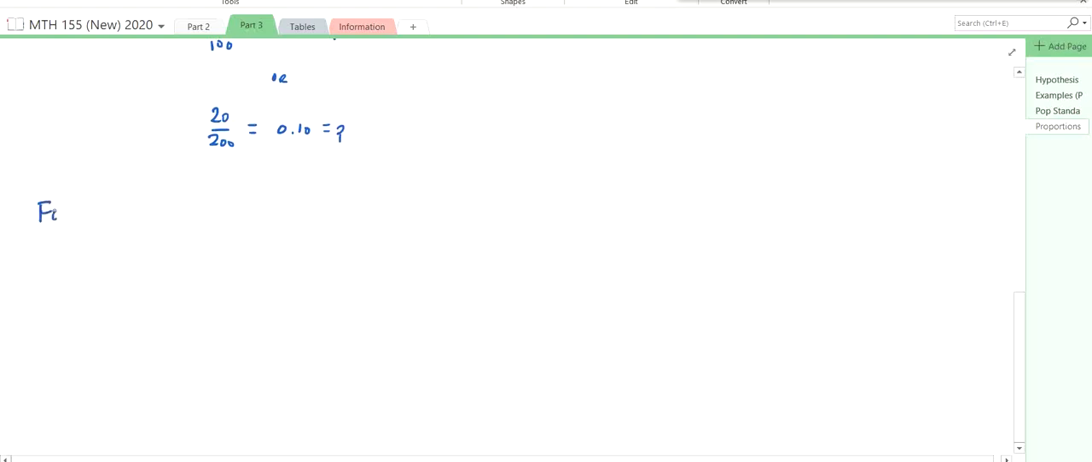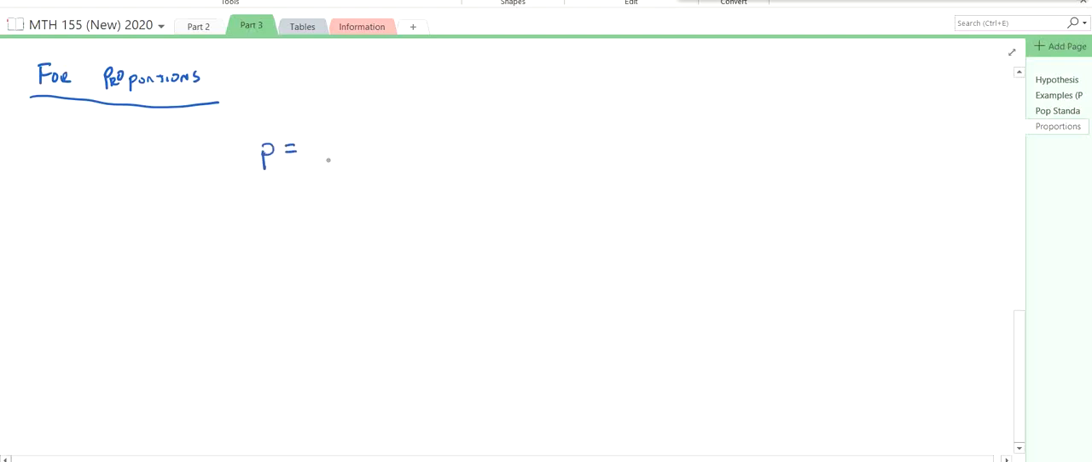And for some further review, we know that for proportions, we had both population and sample terms. So P was a population proportion. And for a sample, we put a hat on it. P hat is a sample proportion. It's like Portlandia. Put a hat on it.